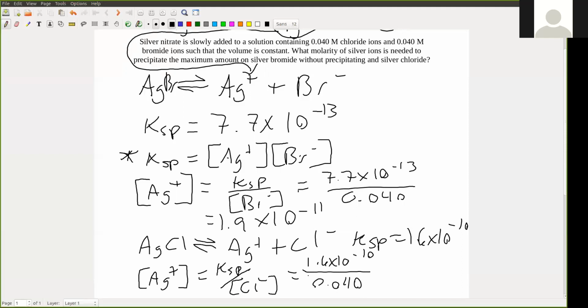You could put in whatever concentrations they actually are. In this case they're equal, but if you had different concentrations, you just put the concentration of bromide where bromide should be and the concentration of chloride where chloride should be. It's fairly straightforward. Once you do this calculation, you get 4.0 times 10 to the minus 9. And these should both be molar.